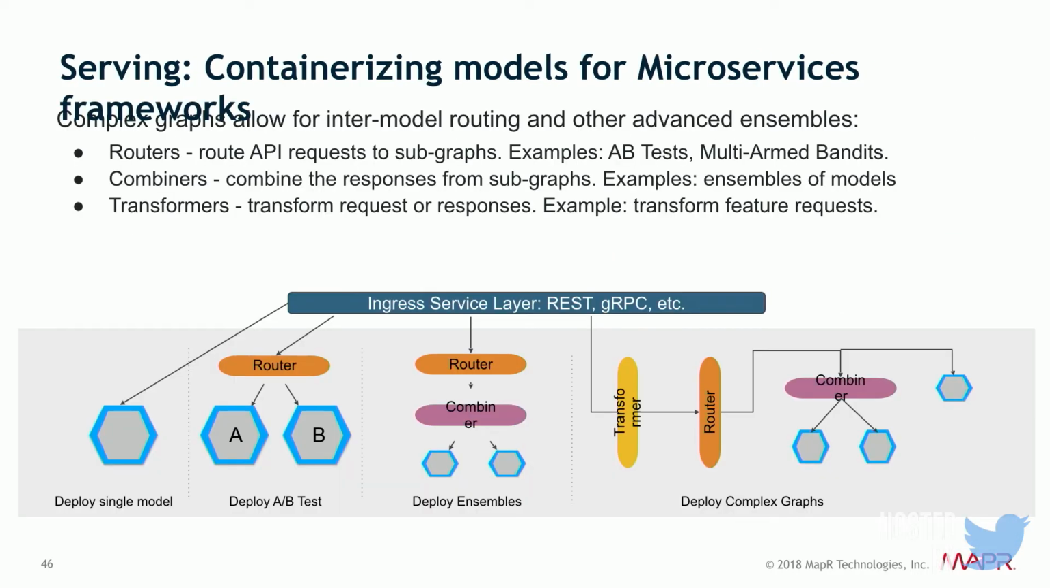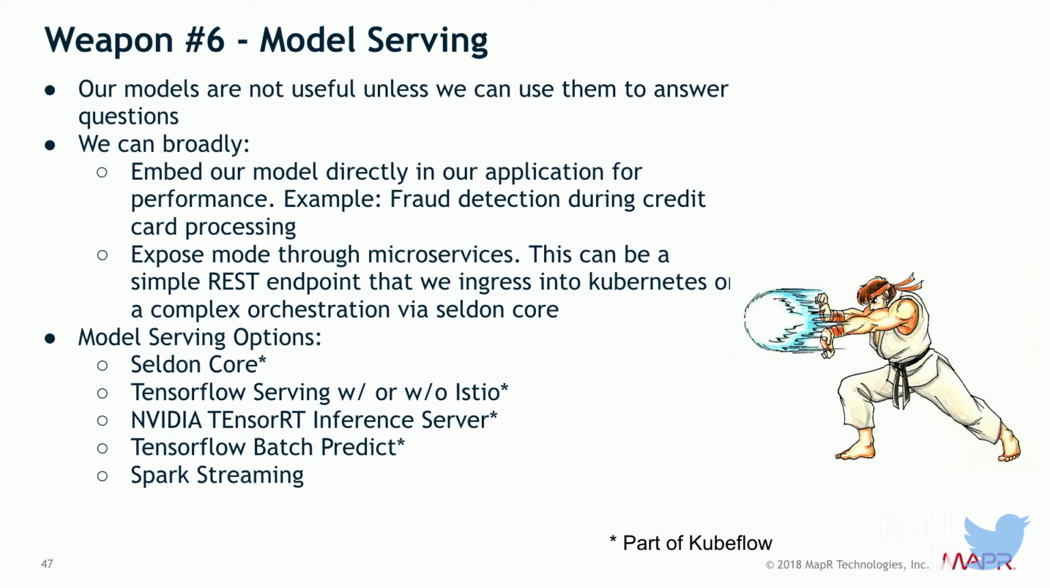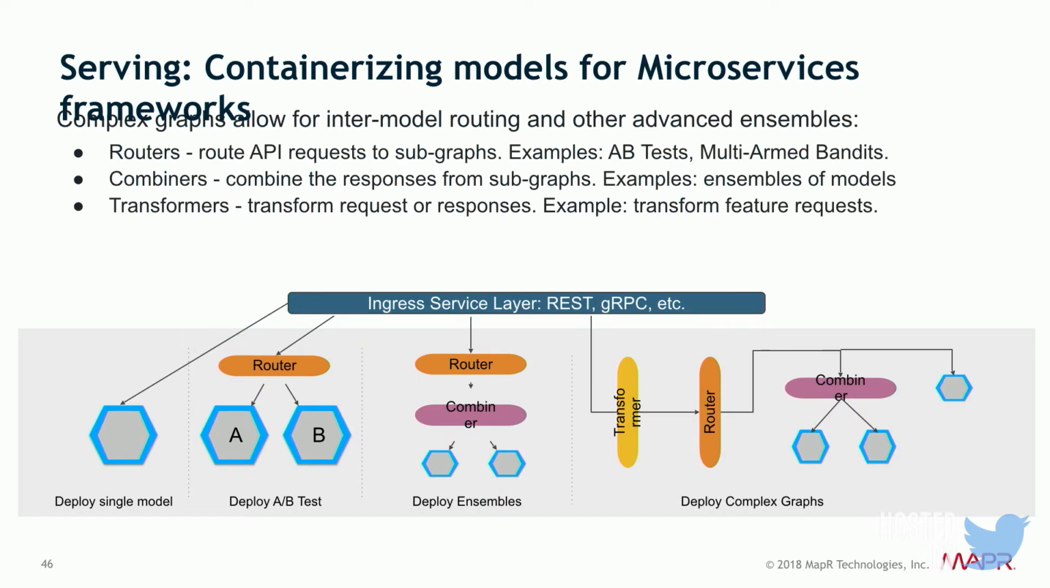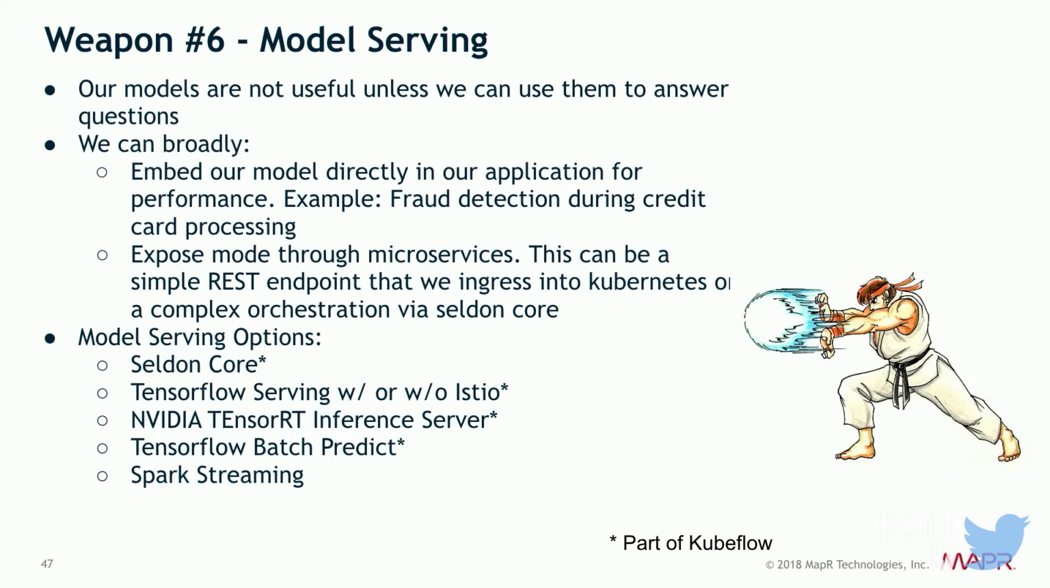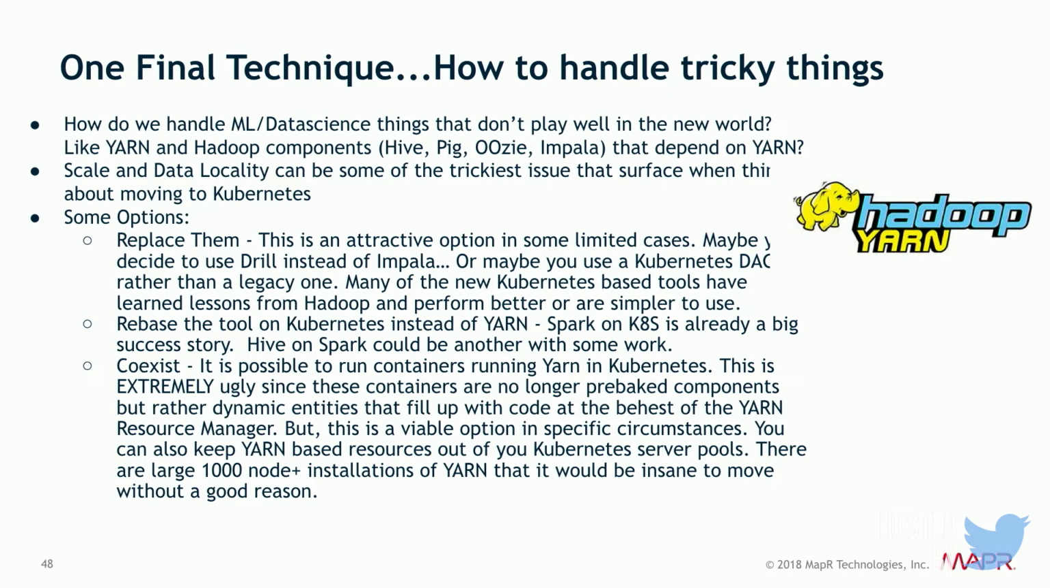Within Kubeflow, there are a lot of different ways to do it. The coolest is Seldon Core. It allows you to create all kinds of different proxies to do A/B testing and multi-arm bandits, et cetera, with your models. It's really cool. But you also have TensorFlow serving. NVIDIA has the TensorRT inference server. There's batch predict. There's Spark streaming. But you need to be able to serve your models, and so you need to think about how you're going to do that.